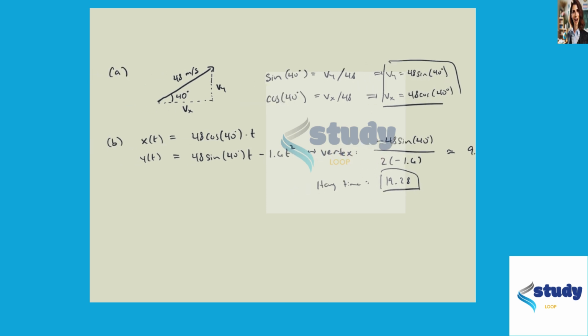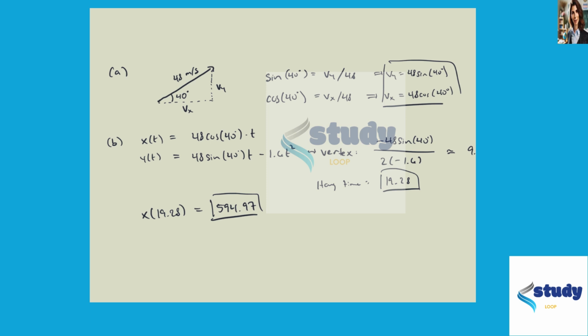And then the second part of B asks how far away the ball will land. So we just have to evaluate the x equation at the hang time, 19.28, because 19.28 is when the ball will land. If we plug that into the x function, we get about 594.97.